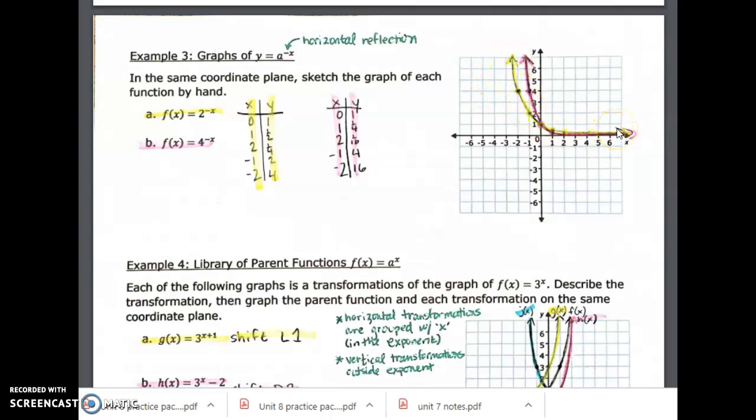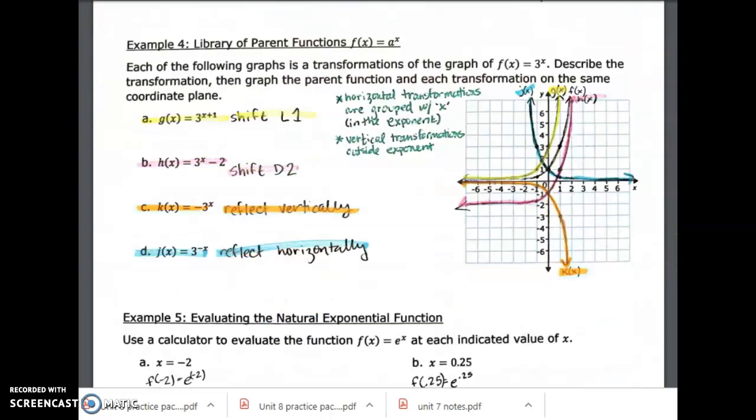And if we remember, all horizontal transformations occur in the exponent, or in other words, they're grouped with the x. And because our x happens to be in the exponent now, anything that happens horizontally will happen in the exponent. And don't forget that when we're shifting or when we're dilating, any horizontal transformations are always going to be opposite from what they seem, which leads us to our next example.